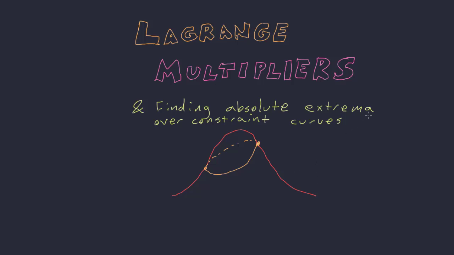Alright, hello class. In this video we're going to be talking about Lagrange multipliers, and not just that, really we're going to be talking about finding absolute extrema over constraint curves. Okay, and there are essentially two ways to do it.